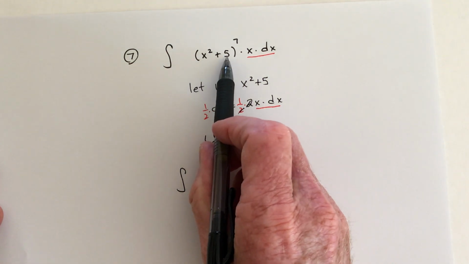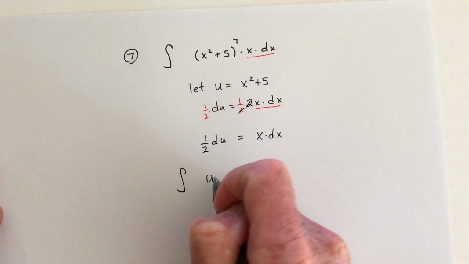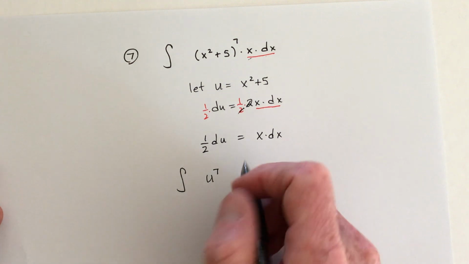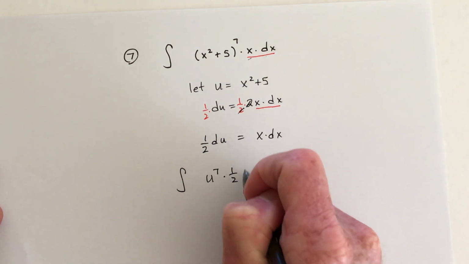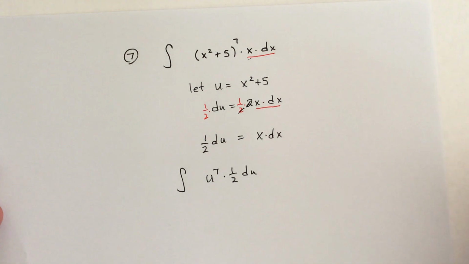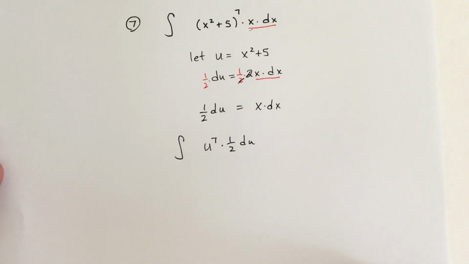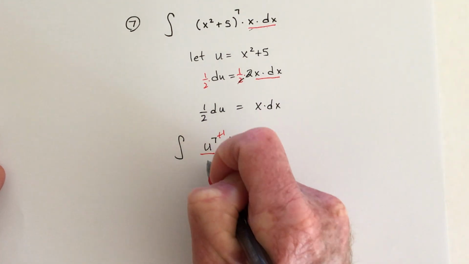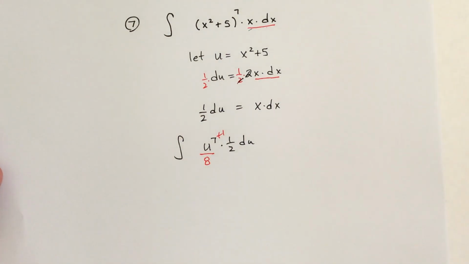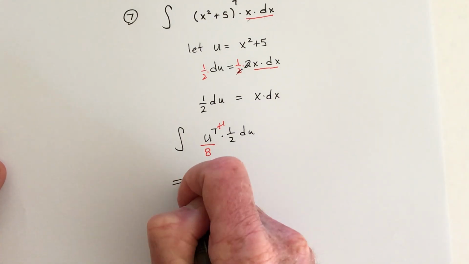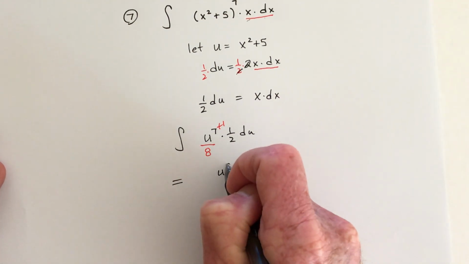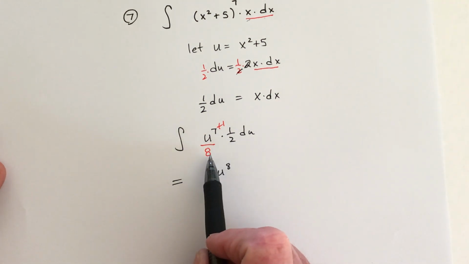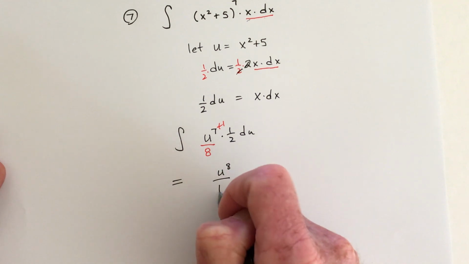This part is going to become u raised to the 7. And then this part becomes the 1/2 du. All right, now do the opposite of the power rule. So you add 1 to the exponent, which is an 8, and then divide by that number 8. So this leaves u to the 8, so for that part. And on the bottom, there's a 2 times an 8, that's 16.